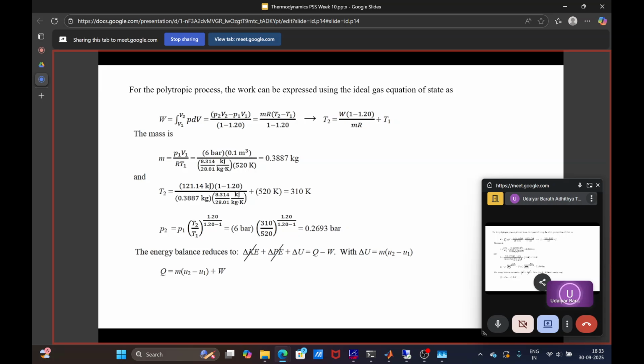So this is the final pressure. Now we have found out the final states, so now we can find out the heat transfer. Applying the first law for the process, Q is m (U2 minus U1) plus W.